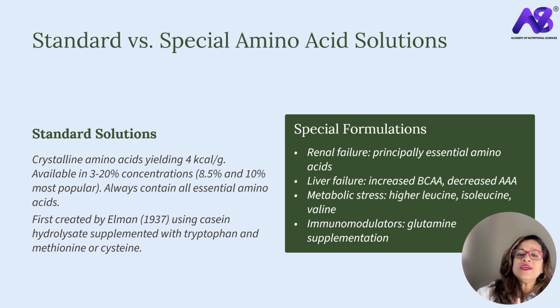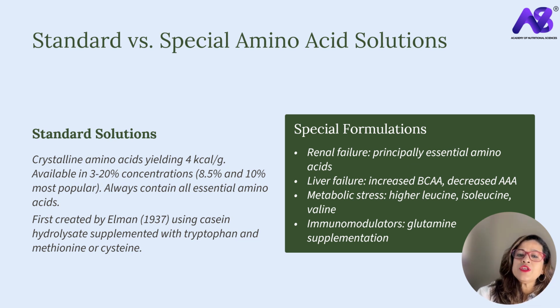So, what happens in a standard amino acid solution, where there are crystalline amino acid mixtures? These provide around 4 calories per gram, and they are available in concentrations from 3 to 20%. Okay, and the commonly used one is about 8.5 to 10%. They contain all the essential amino acids and also a variable amount of non-essential amino acids. Okay, it was developed many years ago, around 1937.